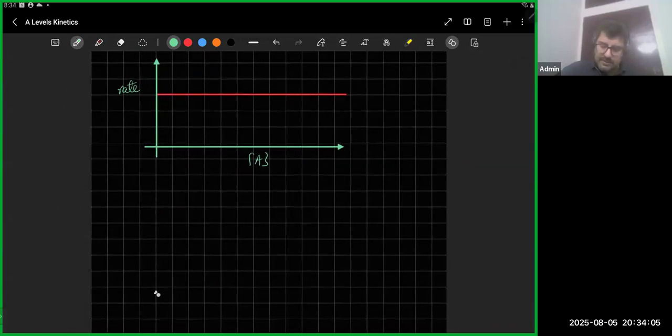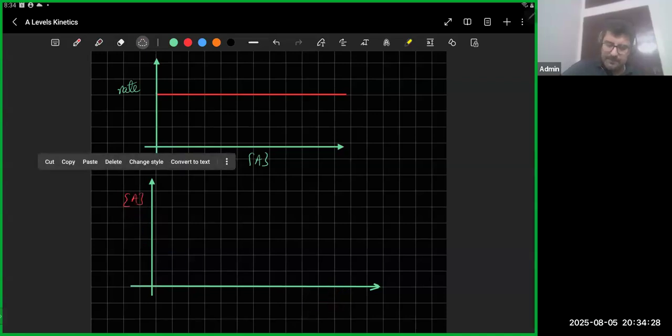The next one is the other graph. In the same experiment, if I plot A's concentration with respect to time, well, time should be on that side.